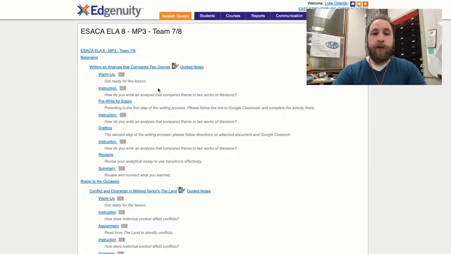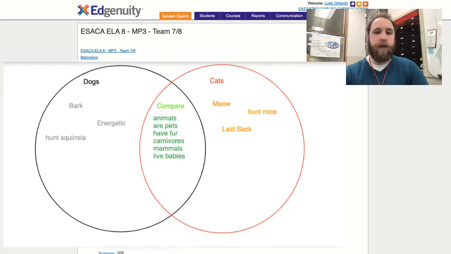Now, your pre-writing will look a little different as well. Your pre-writing will be a graph, sort of like this. Okay, you can make this graph however you want based on the prompts.